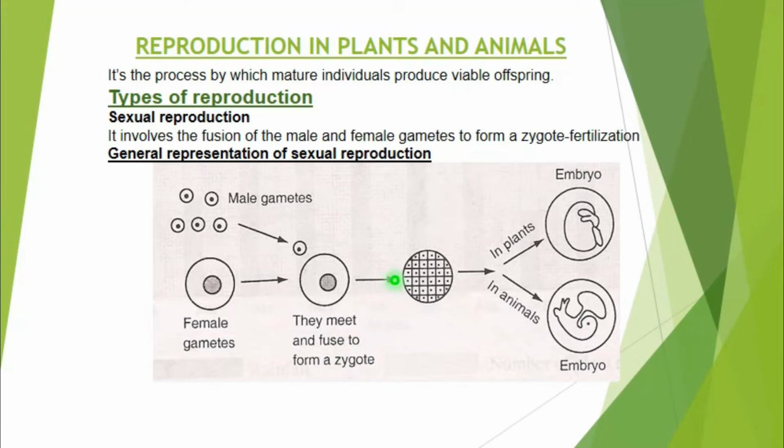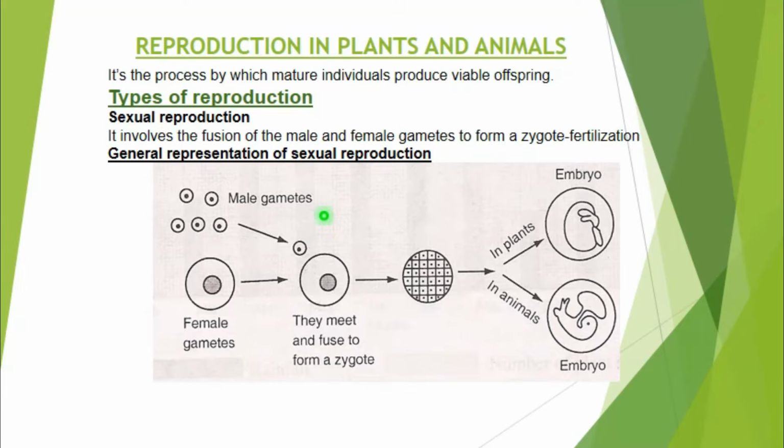That zygote then undergoes millions of divisions. It undergoes cell division. We'll come to discuss what cell division is in our next slides. Once that division occurs, in plants you will get an embryo, and this is how an embryo of a plant looks. We'll be talking about what an embryo is. For animals, this is the embryo that we get. This embryo develops into an adult living organism.